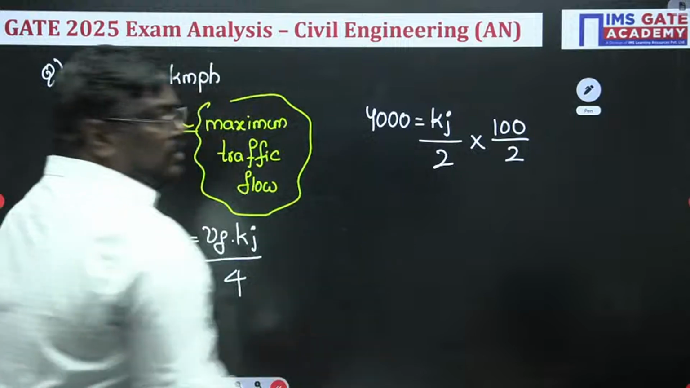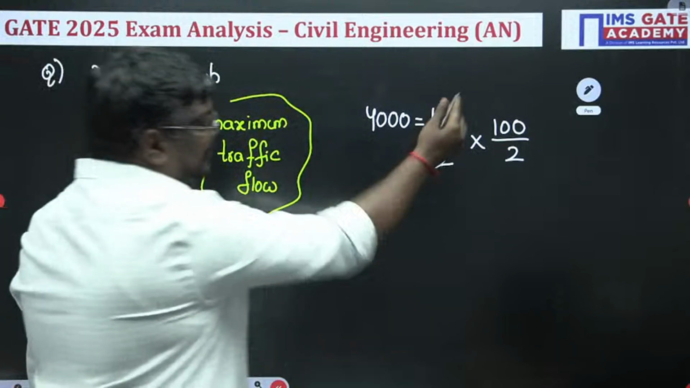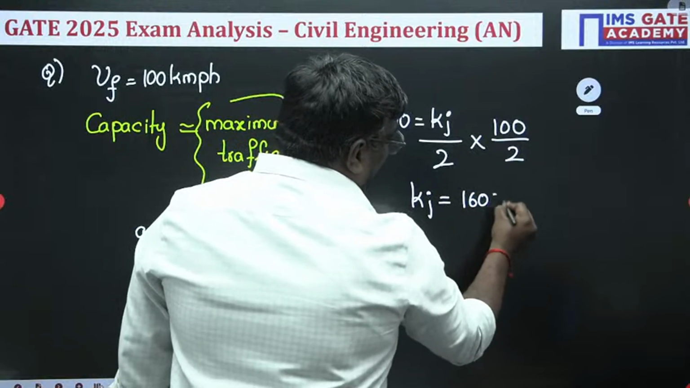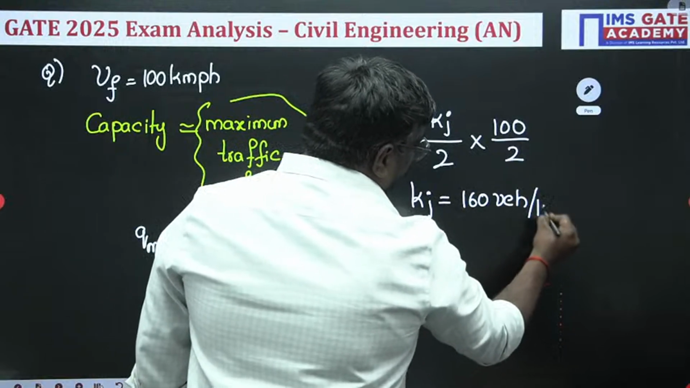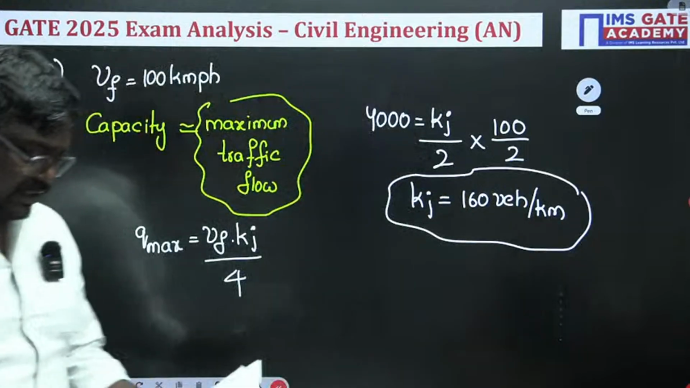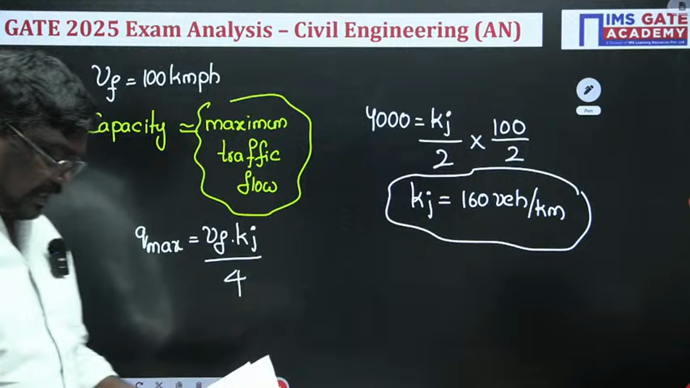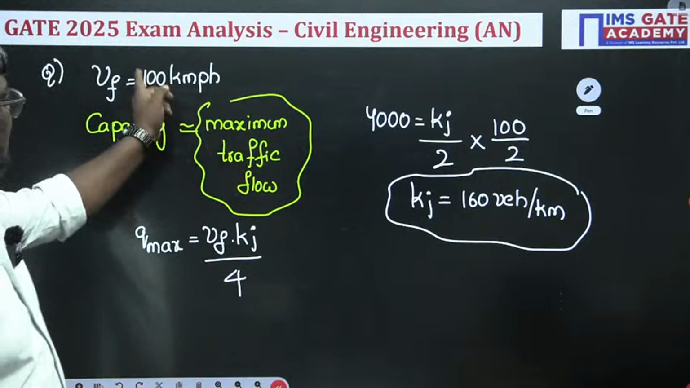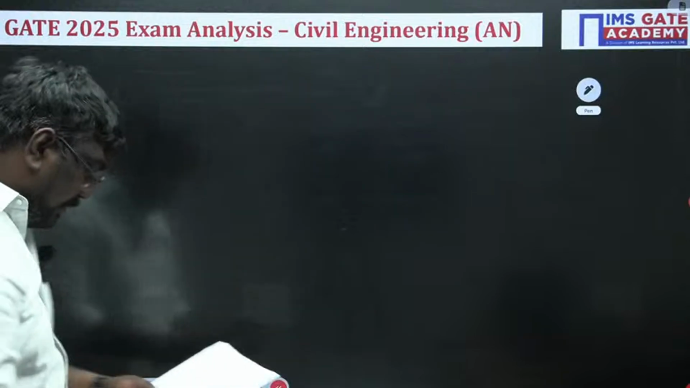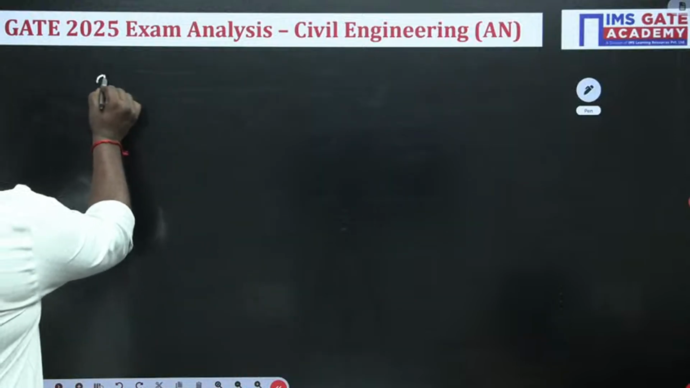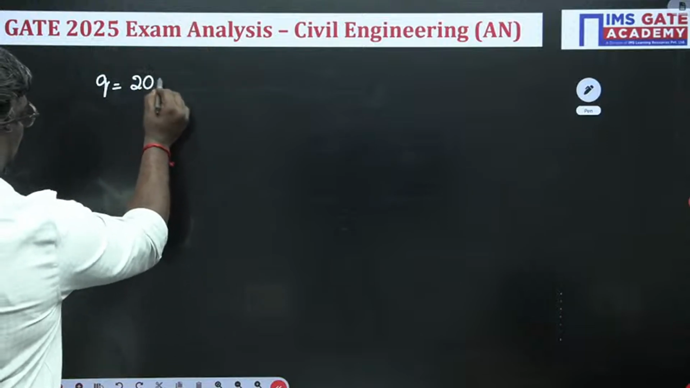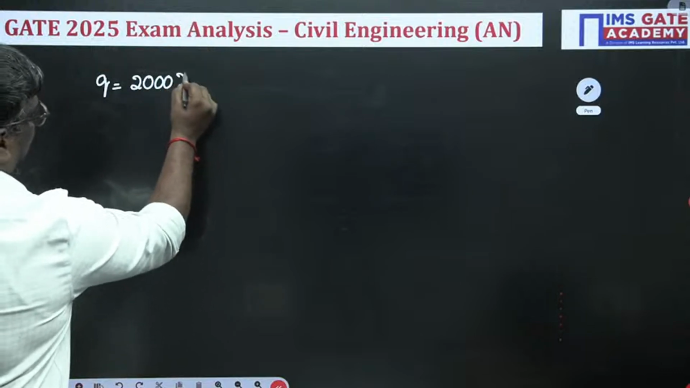So it is 4 into 4000, 16,000 divided by 100. So Kj is equal to 160 vehicles per kilometer. He is asking actually the flow. See, Kj is equal to 160 and we have 100 kilometer per hour. In the problem they have given Q is equal to 2000, suppose, vehicles per hour.